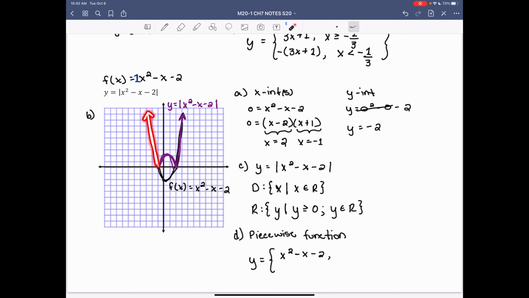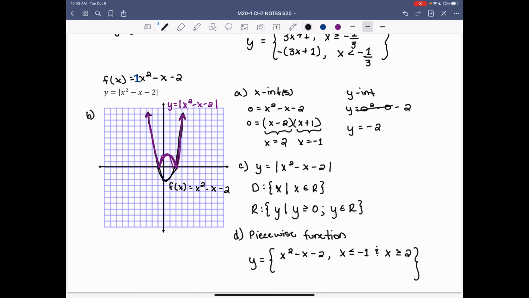So when x is less than or equal to our x-intercept of -1. And also this portion, which is when x is greater than or equal to our x-intercept of 2. So when x is less than or equal to -1, and when x is greater than or equal to 2. Those are the x values that are going to make our absolute value function the same as the function x squared minus x minus 2.